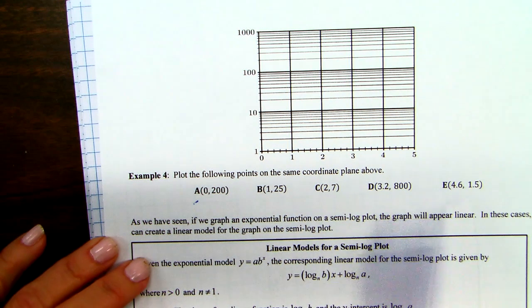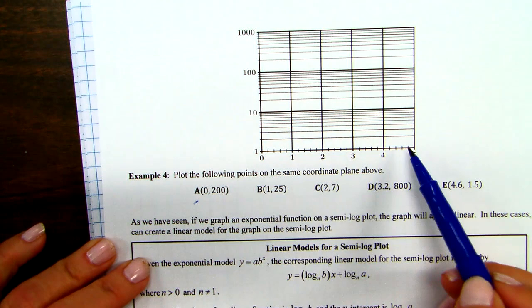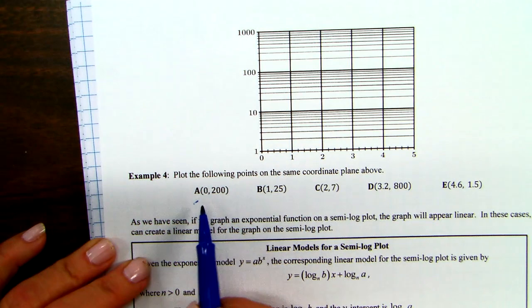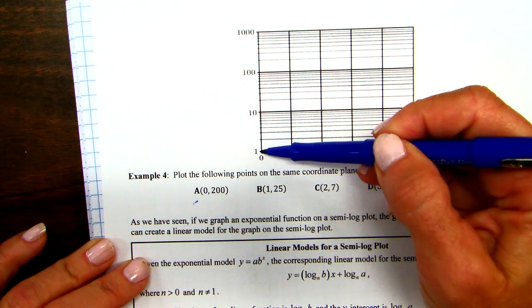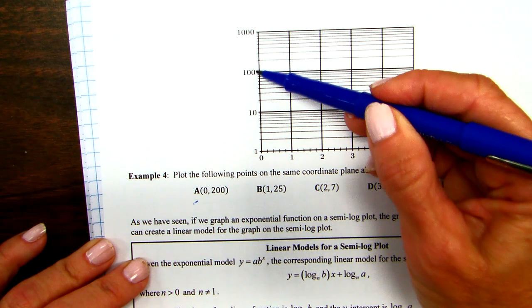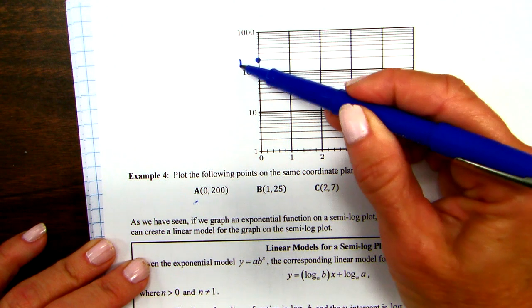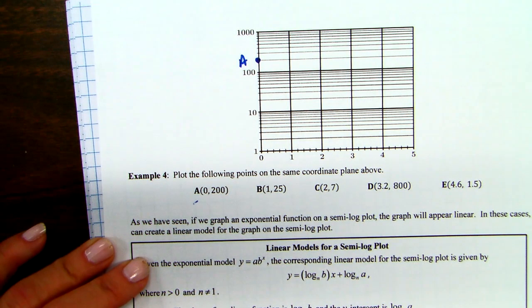So we're just going to plot these points, A, B, C, D, E. So semi-log, right, 1, 10, 100, 1,000. So 0, 200, that's going to be on 0 as X. And then 200 is between 100 and 1,000. So if this is 100, this would be 200. And I know it's hard on your graphs, just do the best you can.